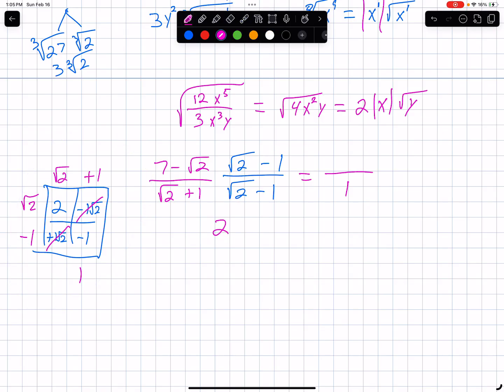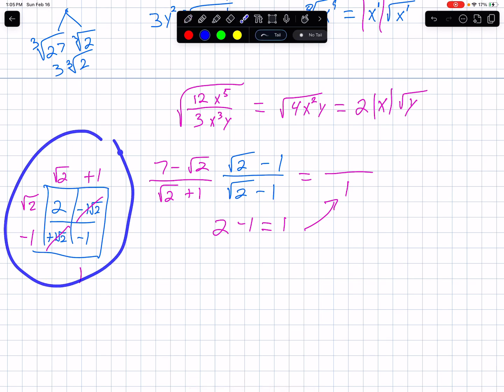2, and then, like we said, we get the minus 1 equals 1. Boom, there's your answer. Okay? And then if you're freaking out, I would always double check it like that.